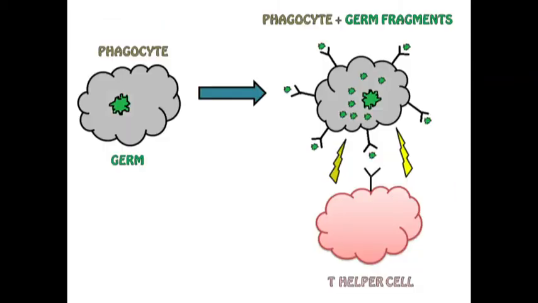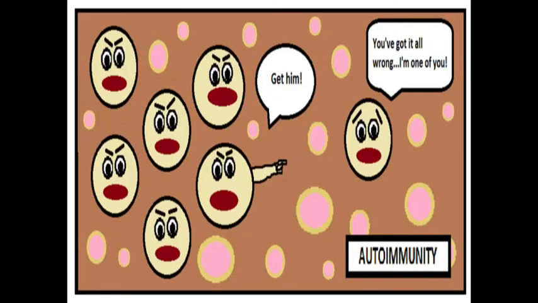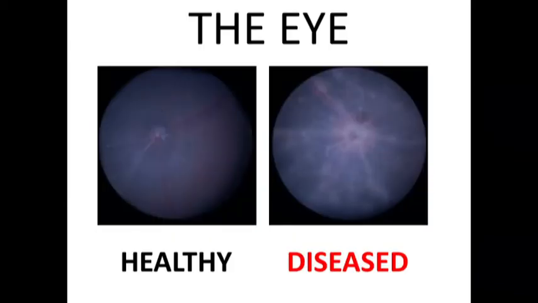T helper cells are a very special kind of white blood cell, which help the phagocytes when they cannot kill the germs on their own. The phagocytes chew up the germs into tiny pieces and show them to the T helper cells, which produce lots of chemicals to kill them. It is really important that our immune system can tell the difference between germs and normal cells, because if T helper cells in the blood mistake cells in our body for danger signals, they can become activated and use their killing powers to attack our organs. This is known as autoimmunity. Auto means yourself, and immunity refers to your immune system. If this happens to cells of the eye, you can get damage in the retina, which can cause blindness.